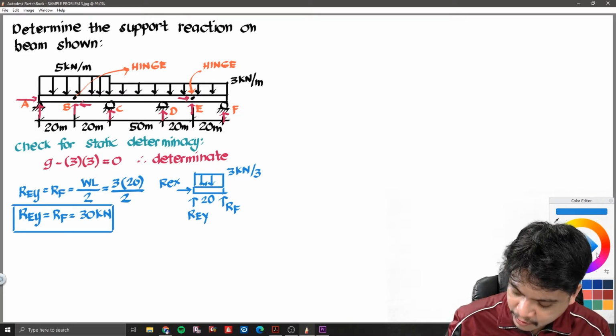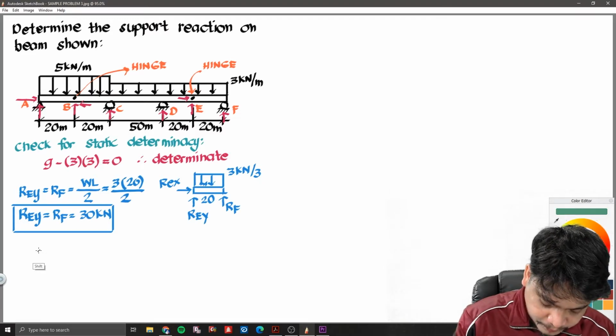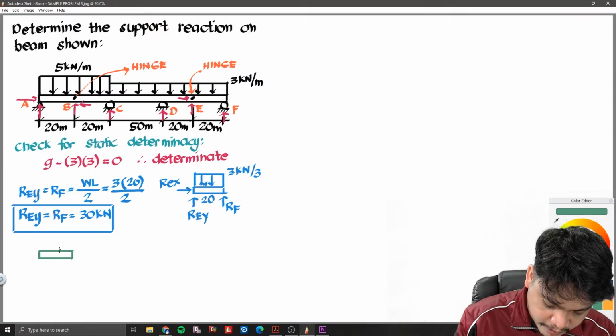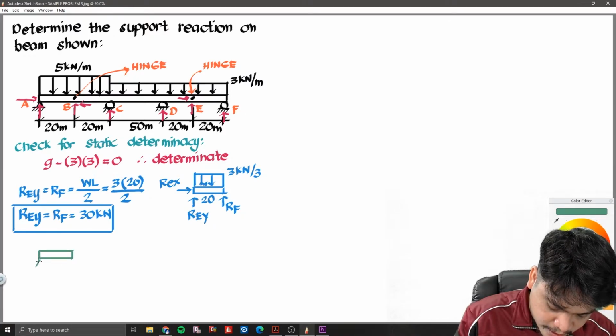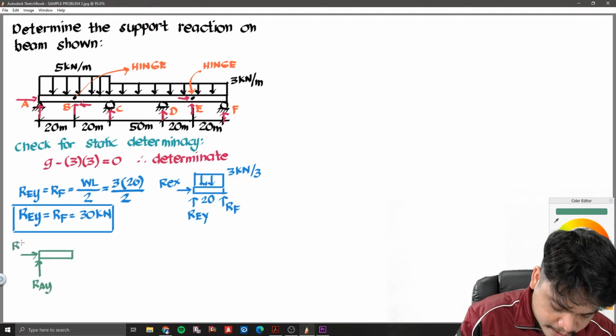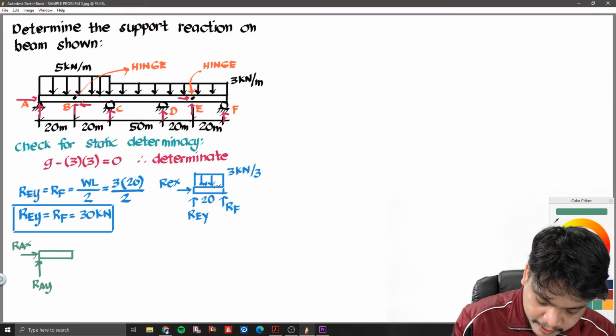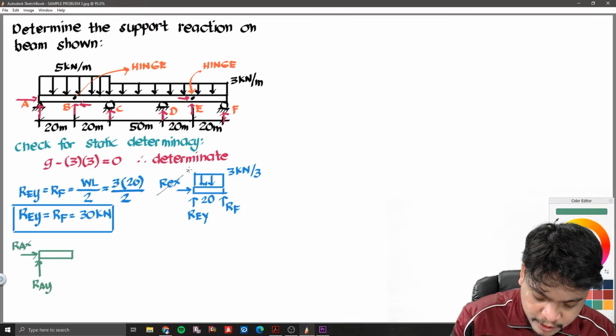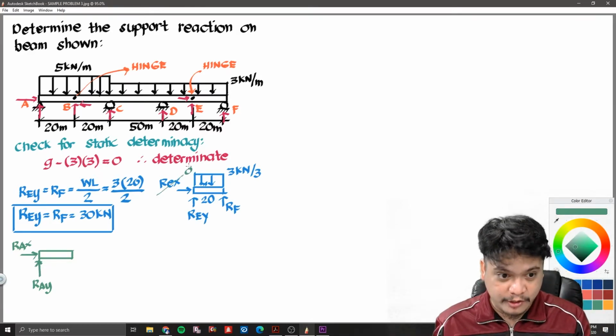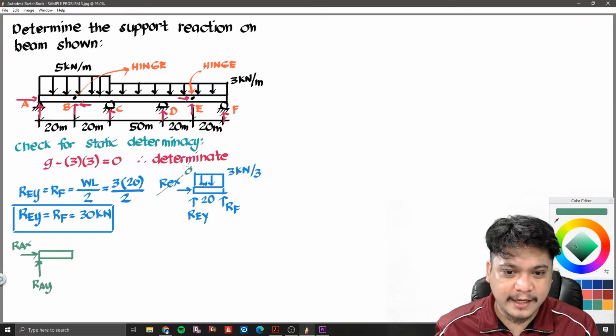I will change the color. Yon. And then, meron ka dito. Again, this is a hinge. So, kung hinge yan, meron ka dong RAY. And then, meron ka rin ditong RAX. Okay. Dito pala, since wala ka namang horizontal load, this would automatically become equal to 0, no? So, yung REX natin is 0.